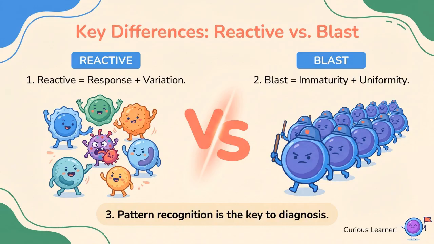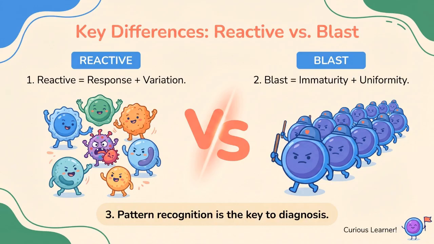response. So, when you're evaluating an atypical cell population, always ask yourself, does this look like a diverse, coordinated response or monotonous, immature, and uncontrolled proliferation? This distinction is paramount for accurate diagnosis.